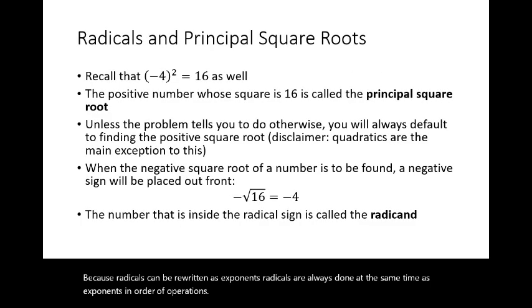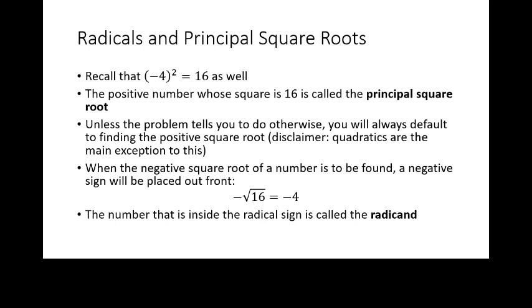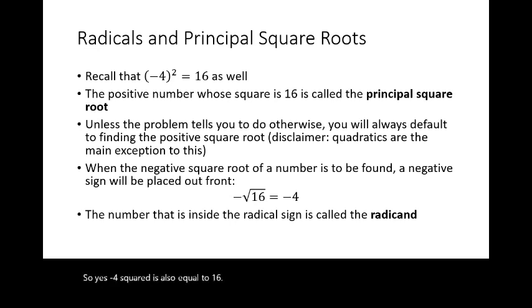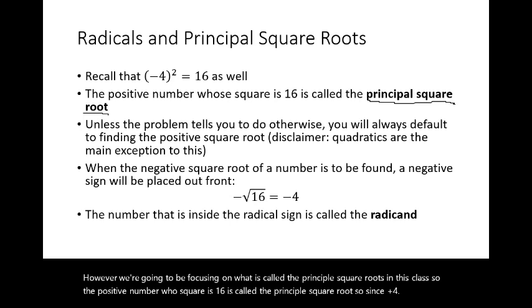Now, you might also remember that -4 times -4 is also equal to positive 16 because a negative times a negative is a positive. So yes, -4 squared is also equal to 16. However, we're going to be focusing on what is called the principal square roots in this class. So the positive number whose square is 16 is called the principal square root. So since positive 4 squared is equal to 16, 4 is going to be the principal square root.